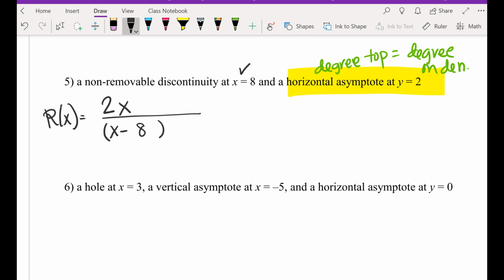So now if we check, on the top is a 2, on the bottom is a 1, 2 divided by 1 is 2. So that meets that requirement. And box that up. Okay.